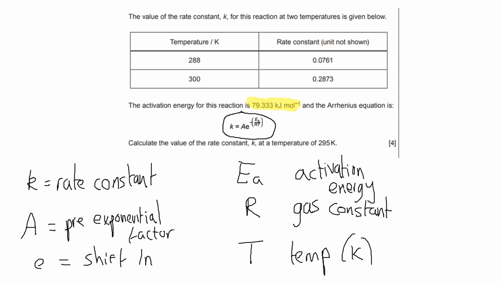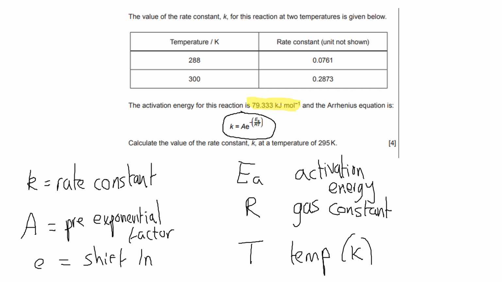Let's look a little bit at the question we've got now. We've got a question where they've given you the rate constant at two different temperatures. So you've got a rate constant at 288 Kelvin, and then you've got a rate constant at 300 Kelvin. It tells you the activation energy, 79.333 kilojoules per mole. And the question asks you to calculate the rate constant at a new temperature of 295 Kelvin.